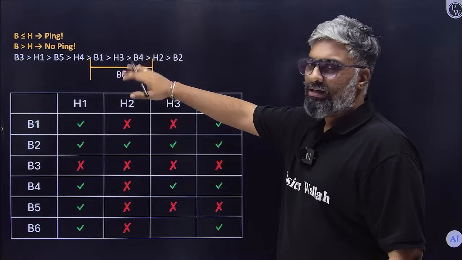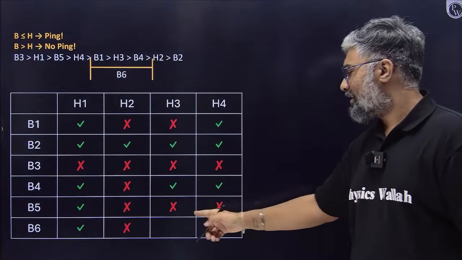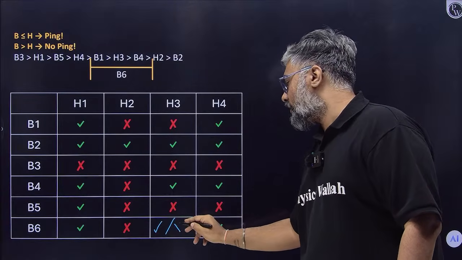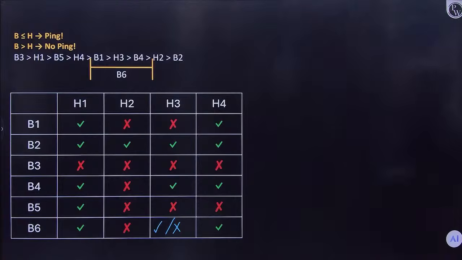So we have just this what we needed. We have this. Let's jump to the questions. Let's answer this. This we don't know. Could be a tick also. Could be a cross also. Let's jump to the questions and do it.